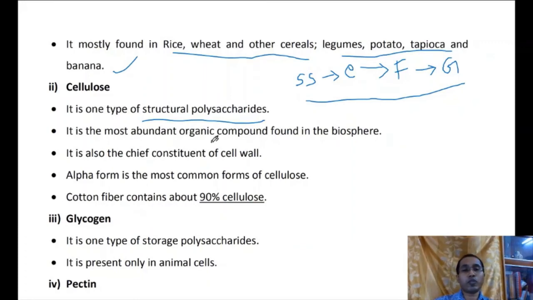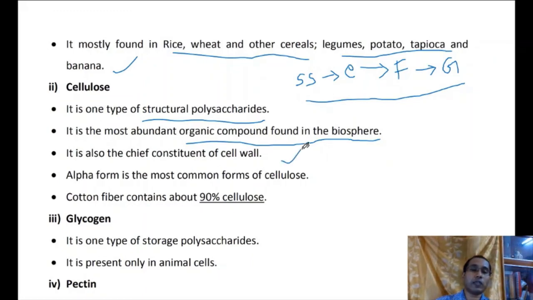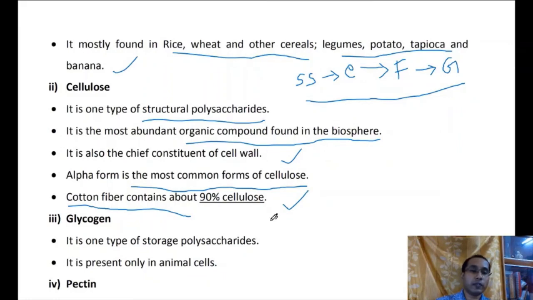Cellulose is the most abundant organic compound found in the biosphere. On earth, it is the highest content among organic compounds. It is also a chief constituent of the cell wall, the main component, and the alpha form is the most common form of cellulose. Cotton fibers are an example. Cotton fibers have 90% cellulose content.